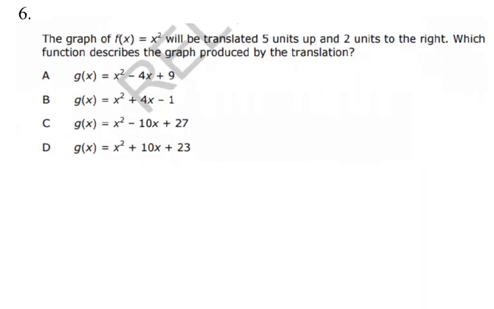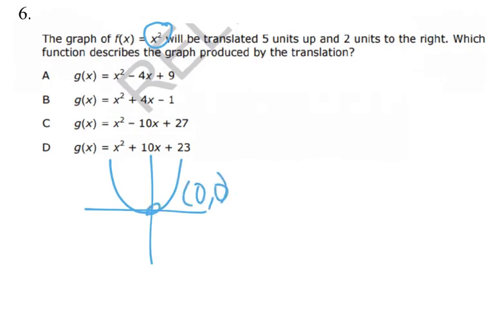Okay, so here's another one that's been on the released EOC before. The graph of x squared. So you know that graph looks like this. It has a vertex at 0, 0. It is translated 5 units up and 2 to the right. So if you think about that point 0, 0 going up 5 and 2 to the right, it would now be at 2, 5. So which of these functions has a vertex at 2, 5?